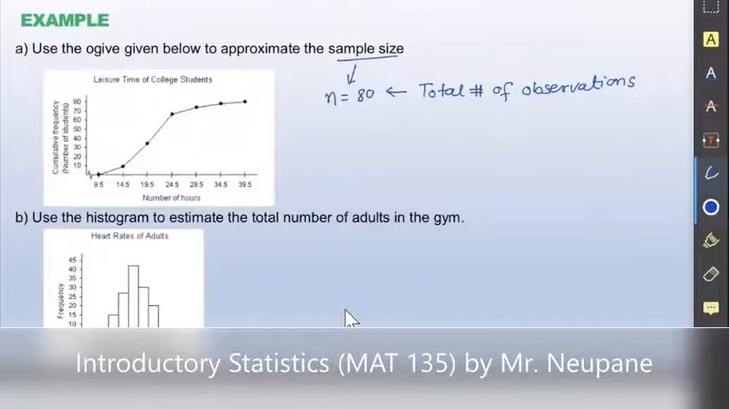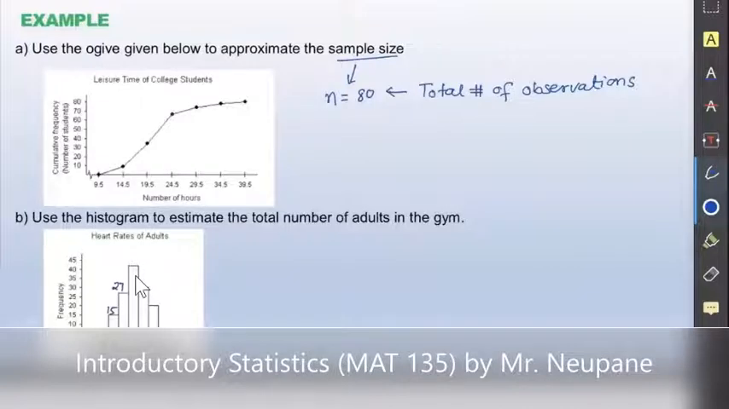What is the height of the second? 15. Okay, we'll take 15. What is the height of the third one? 27.5. It will not be 27.5 because we are talking about the number of adults, and a human being cannot be 27.5. So we'll take 27. I hope you don't mind that. How about the height of the next one? How tall is that?